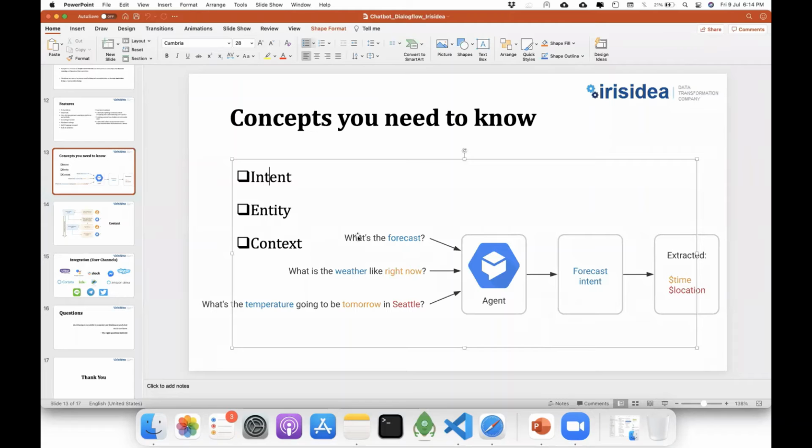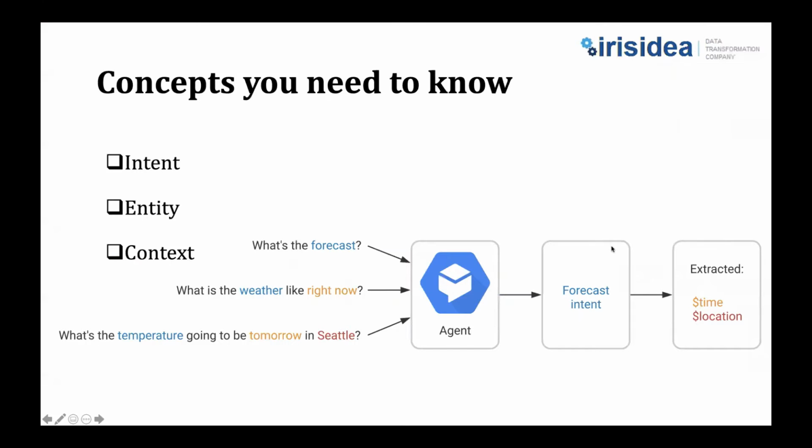If you take an example like the one I'm showing on the screen: what's the forecast? What is the weather like right now? What's the temperature going to be tomorrow in Seattle? All of them are talking about weather reports, all of them are talking about the basic forecast. So forecast is your intent. And what are you extracting from all of them? Weather, temperature, and forecast, that is one. Second is right now, tomorrow. That is your time.